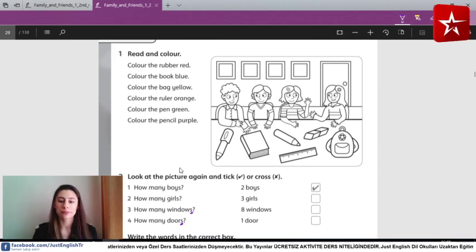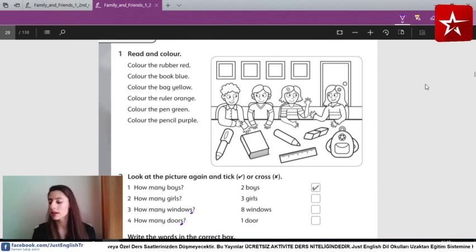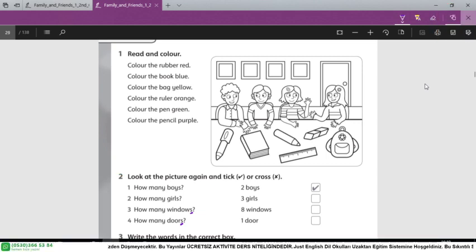Look at the picture. How many girls are there? How many girls are there? It says there are three girls. Is it right or wrong? True or false? Or tick or cross? Which one? Is it true? Yes, it should be cross because it's wrong. Look. There are just two girls, not three. Okay? Great. How many windows?